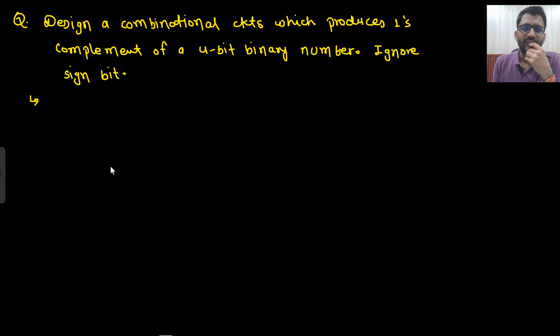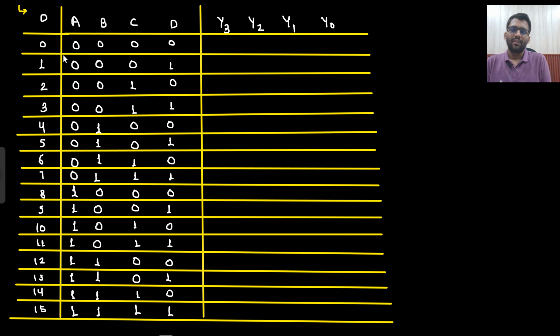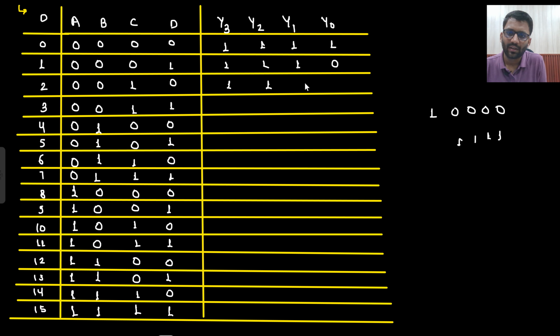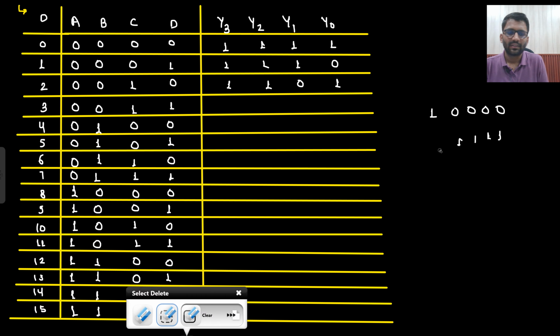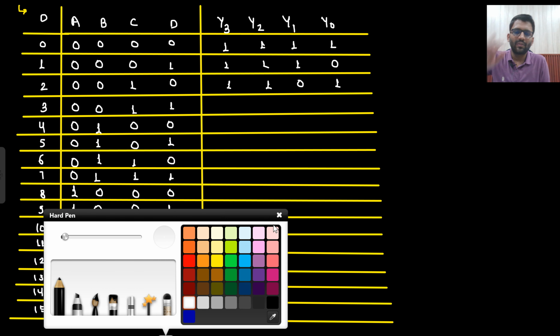Design a combinational circuit which will produce the ones complement of a 4-bit number. Ignore the sign bit. You need to represent a ones complement. So ignoring the sign bit, what will be the ones complement of this? All bits will be complemented, no? So it would be 1 1 0 1. Simply all the bits will be complemented.